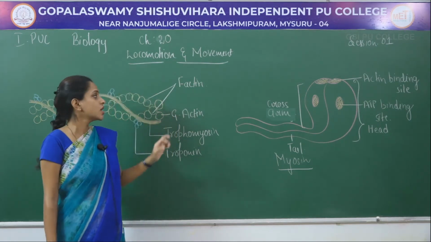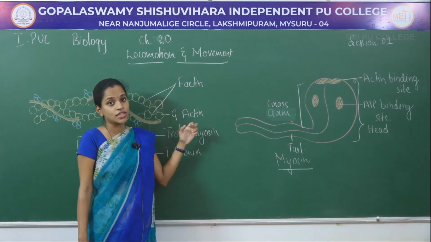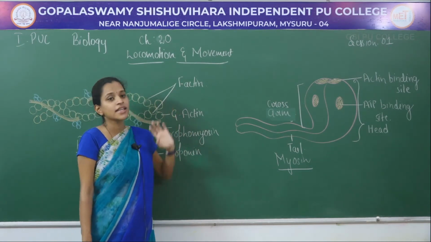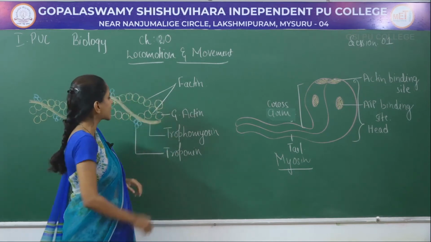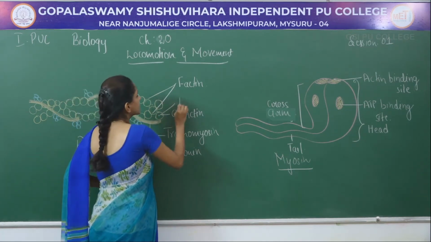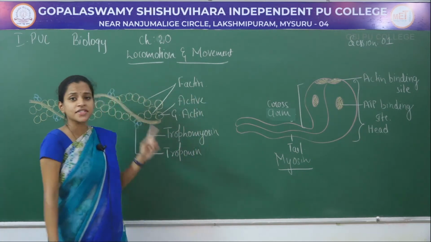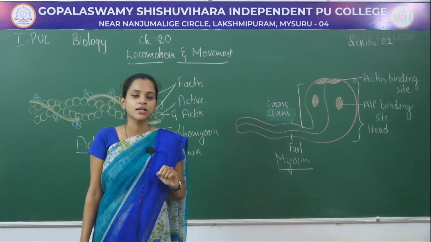G actin is round in structure. So the individual structure is called G actin and the chain of this individual structure is termed F actin. This G actin in the center has an active site. This active site helps in muscle contraction.